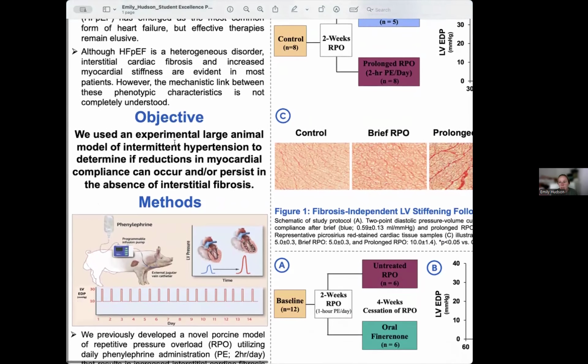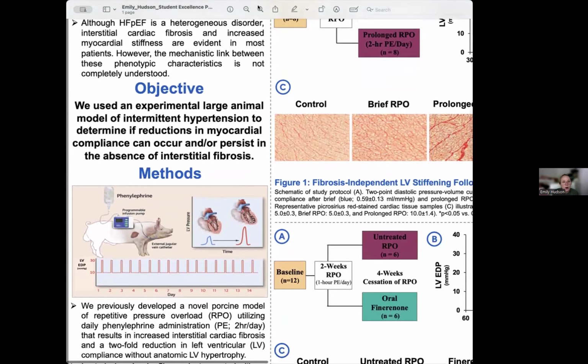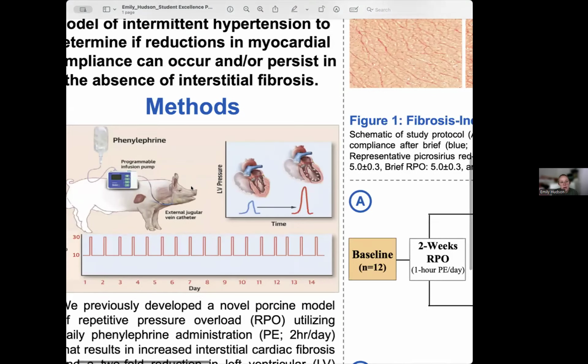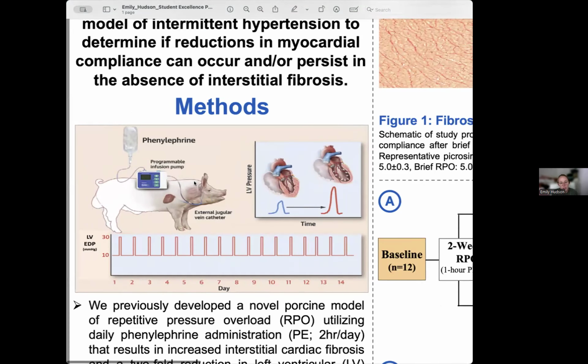So it's the objective of this study to use our large animal model of intermittent hypertension to understand the relationship between this increase in fibrosis and a reduction in compliance, or stiffness. Our lab has developed this novel porcine model of repetitive pressure overload, where we're able to recapitulate several key characteristics that we see in HFpEF.